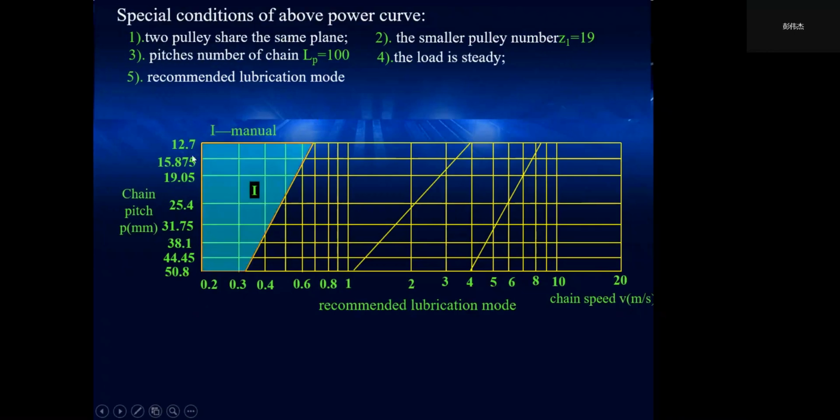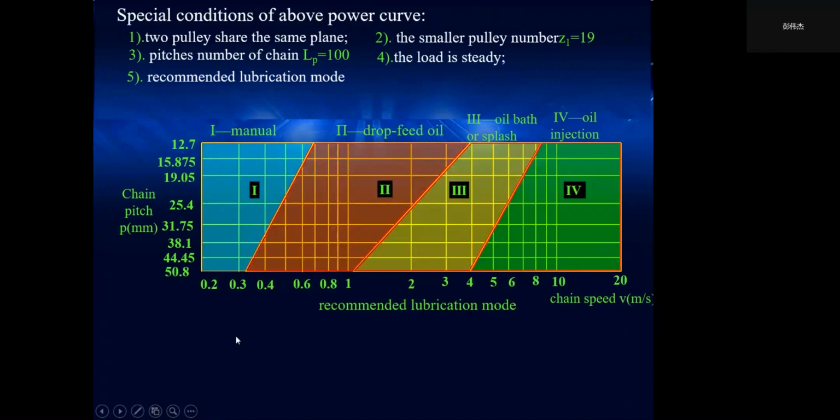From the chain pitch and chain speed, we can have different lubrication modes. If the point is located in this area, we use manual lubrication, and in this area, we can use drip feed oil, or in this area, we can use oil bath, or in this area, we use oil injection.